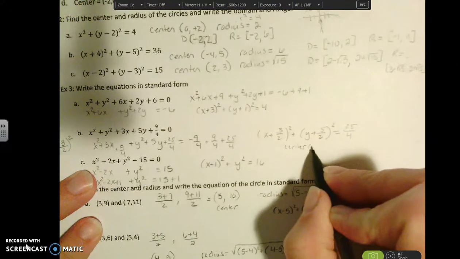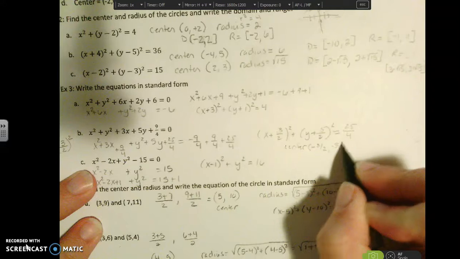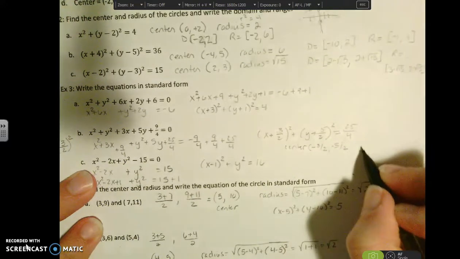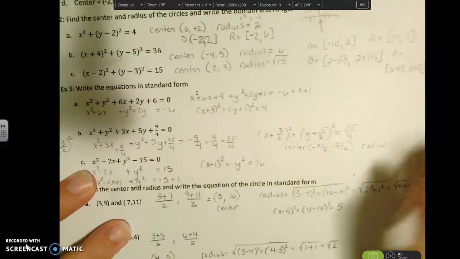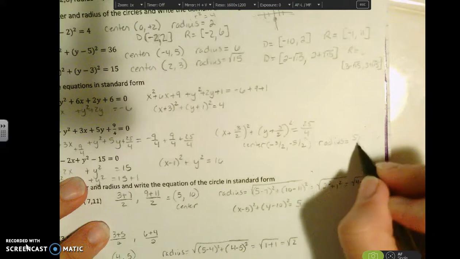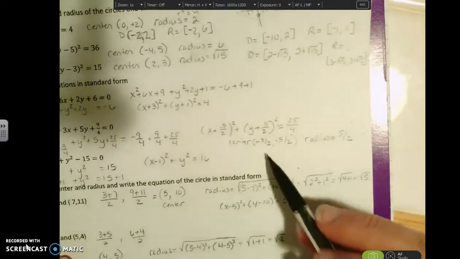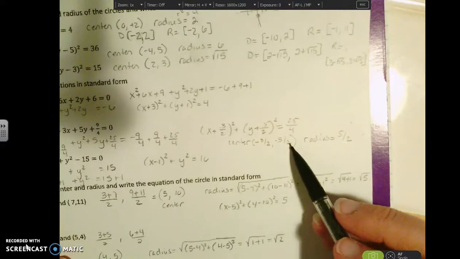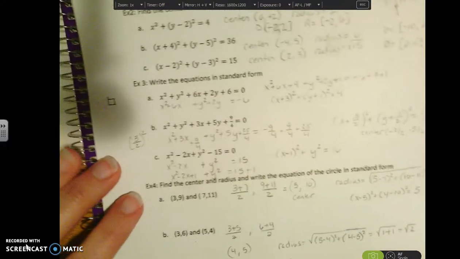So on this one, my center would be (-3/2, -5/2), and my radius would equal 5/2. So if you converted those into decimals, I'm looking at (-1.5, -2.5) and a 2.5 radius. So it's not too bad when you look at it that way, and you're just going to estimate when you graph it.